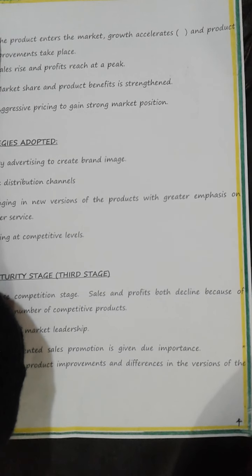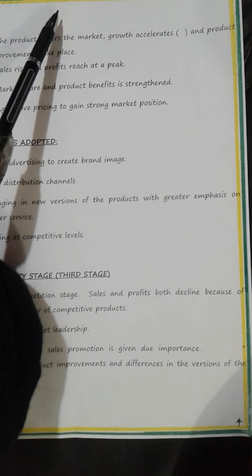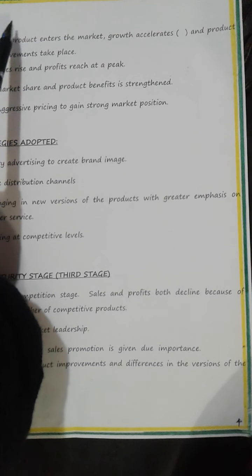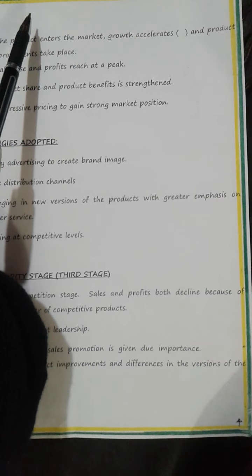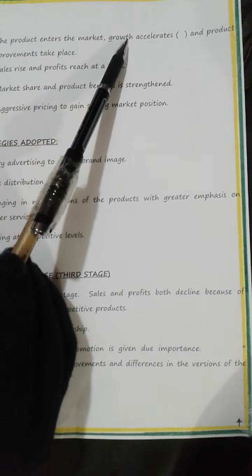I'll repeat it for you. First one, competitors' reactions. Second one is demand and sales rise, which is a positive thing. Then the third one is quick growth in the market. And the fourth one is sales rise and profits rise. Next is market share. The next one is aggressive selling.